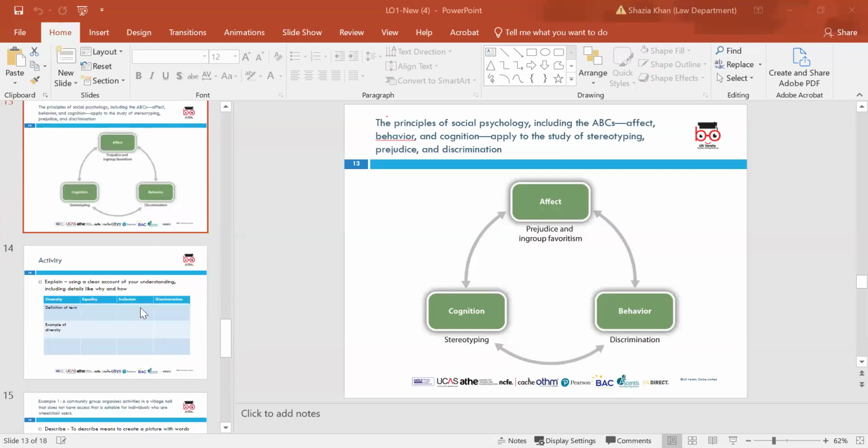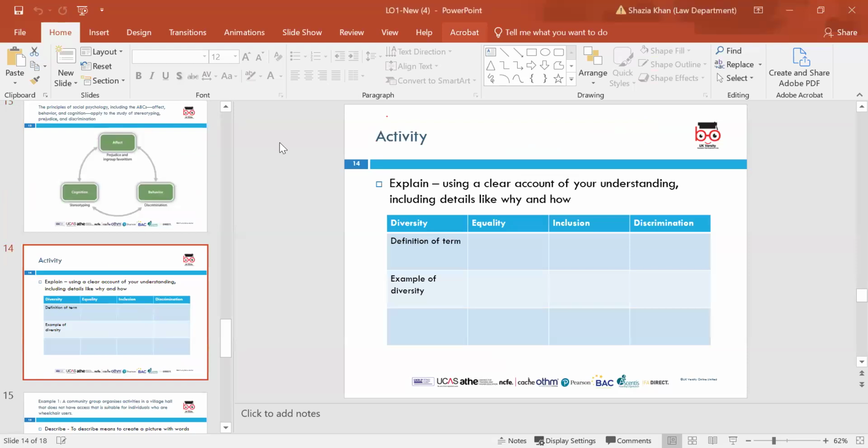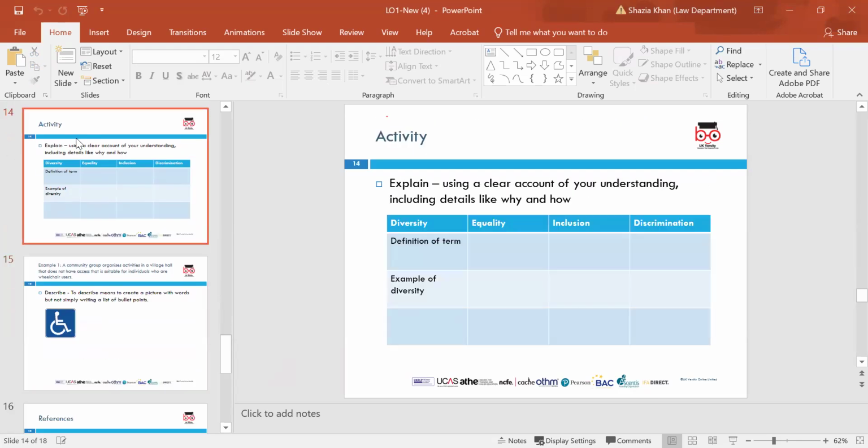So there's an activity for you here to have a look at, and it looks at explaining using a clear account of your understanding, with details like why and how. So this table looks at elements of, sorry, I'll just go back to it. Diversity, so you'd put a definition of the term and an example of diversity in regards to equality, inclusion and discrimination. So look at this in your own time, and we'll go through it next week.